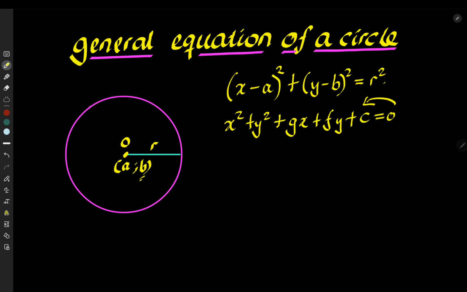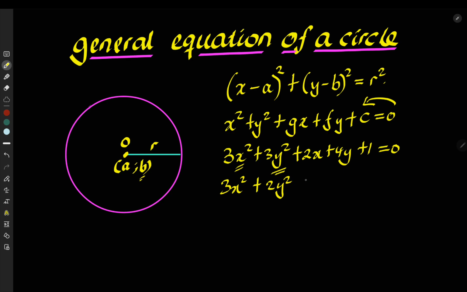Now, let's look at some examples. This equation can be expanded. You can get an equation 3x squared plus 3y squared plus 2x plus 4y plus 1 is equal to 0. Now, this equation is an equation of a circle. One thing that you need to take note of: the coefficients of x squared and y squared should always be the same. If they are not the same, that is not an equation of a circle. It is an ellipse or something else. For example, if you have 3x squared plus 2y squared plus 2x plus 4y plus 1 is equal to 0, automatically this is not an equation of a circle. You're not dealing with a circle here because the coefficients of x squared and y squared are not the same.